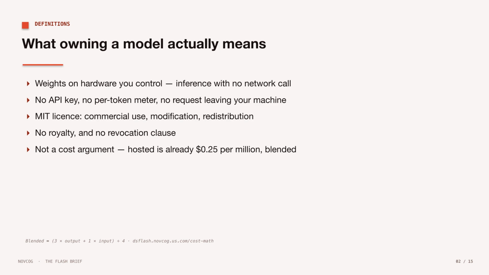First, the definition, because it gets used loosely. Running a model locally means holding the weights on hardware you control and doing inference without a network call. No API key, no per-token meter, no request leaving your machine. It is possible here because the weights are published under the MIT license: commercial use, modification, and redistribution, no royalty, no revocation clause. And the cost argument, which gets all the attention, I want to dispose of early. At 25 cents per million blended, hosted is already cheap, so cost is not the case. The case is that a rented model is a service, and services have properties that weights do not.